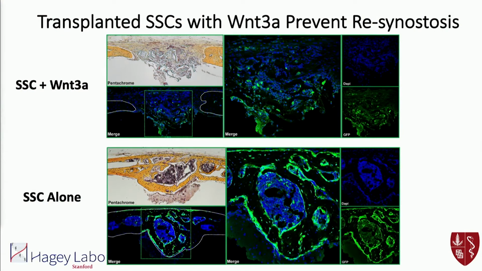To assess the role of these transplanted SSCs in preventing resynostosis, we used GFP-positive SSCs in combination with Wnt3a, and I hope you can appreciate the contribution of these GFP-positive transplanted cells in developing the newly engineered suture mesenchyme, in addition to recruiting endogenous cells into this mesenchyme. In contrast, SSCs transplanted alone contributed to the refusion and synostosis of the suturectomy site.